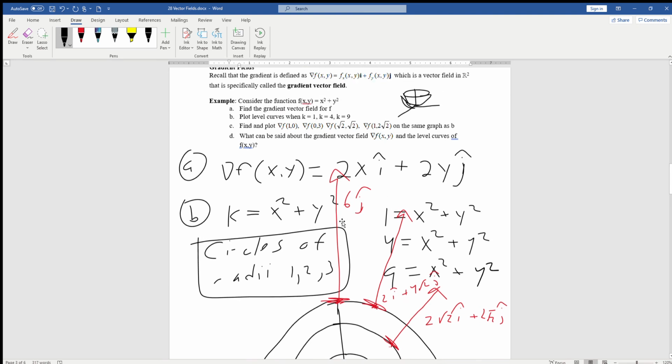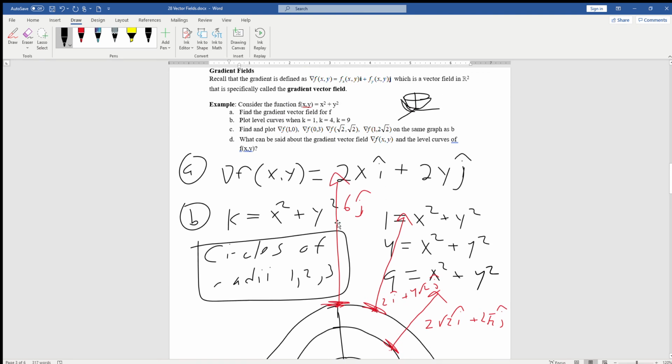So obviously it's not too difficult to be able to find these and compute them, but it is important to know that there is that relationship of perpendicularity that occurs as a result of this.